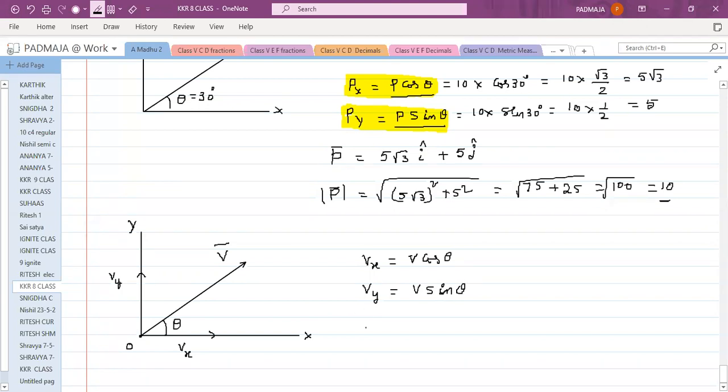Now, the velocity vector can be written as v bar is equal to, along the x direction, the velocity is v cos theta.